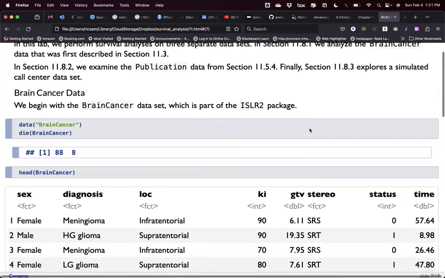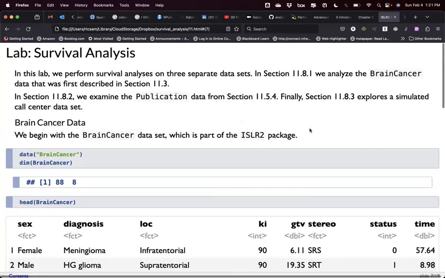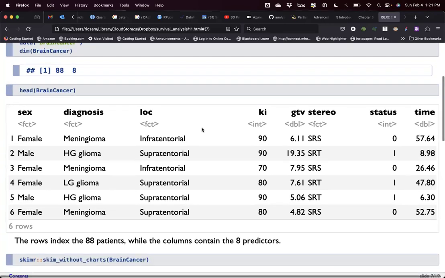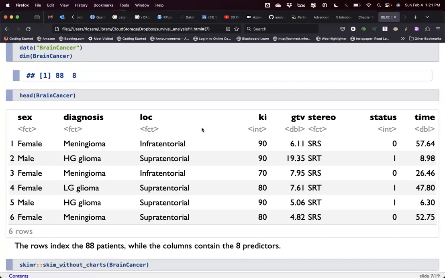In the book, one of the data sets that is provided, and is also provided in the Python package, is what is called the brain cancer data set. In this data frame we have different variables: sex, diagnosis, location of the tumor, something called KI, GTV, stereo, and all that. The two most important in terms of how we apply this to survival analysis are those two at the right, which are status and time.